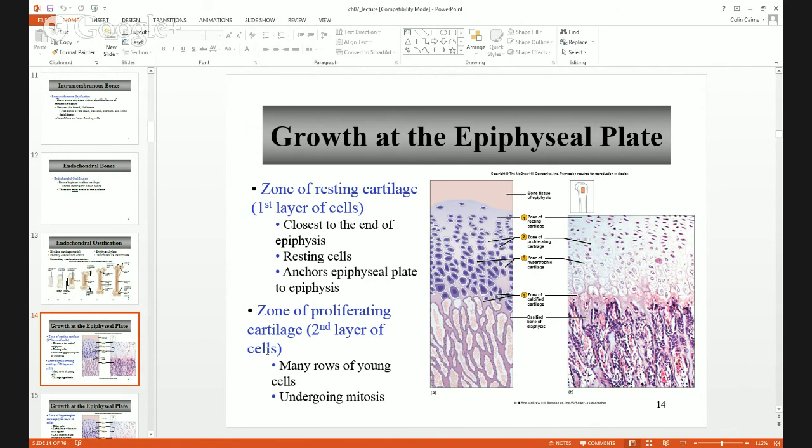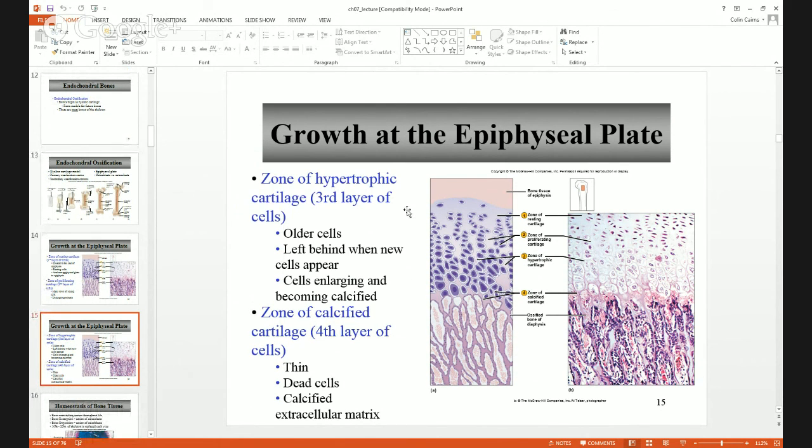So there's lots of rows of young cells in the proliferating cartilage. They're all undergoing mitosis. In the third layer, these are older cells. They're left behind when the new cells appear. These cells enlarge and become calcified. And then the zone of calcified cartilage is the fourth layer of cells. They're thin, they're dead, they're calcified, and with lots of extracellular matrix surrounding them.